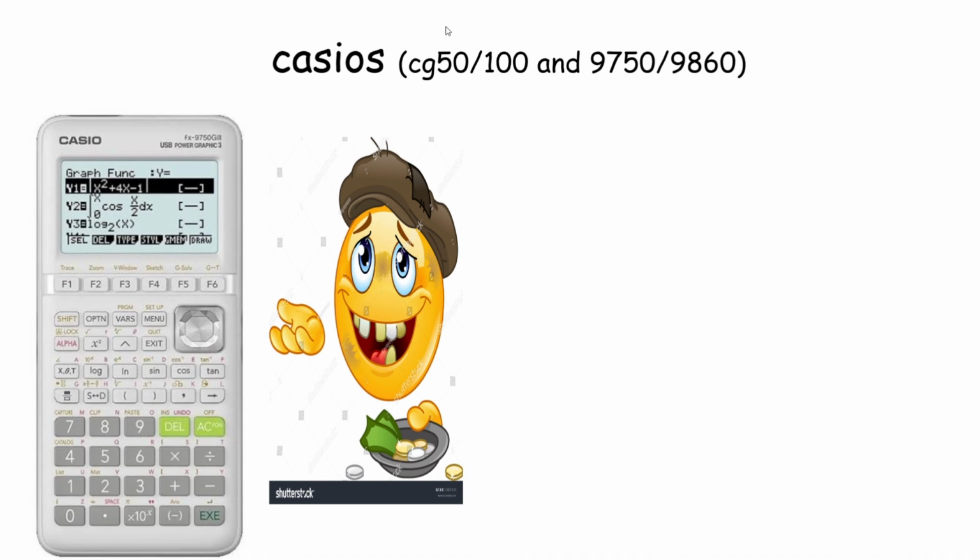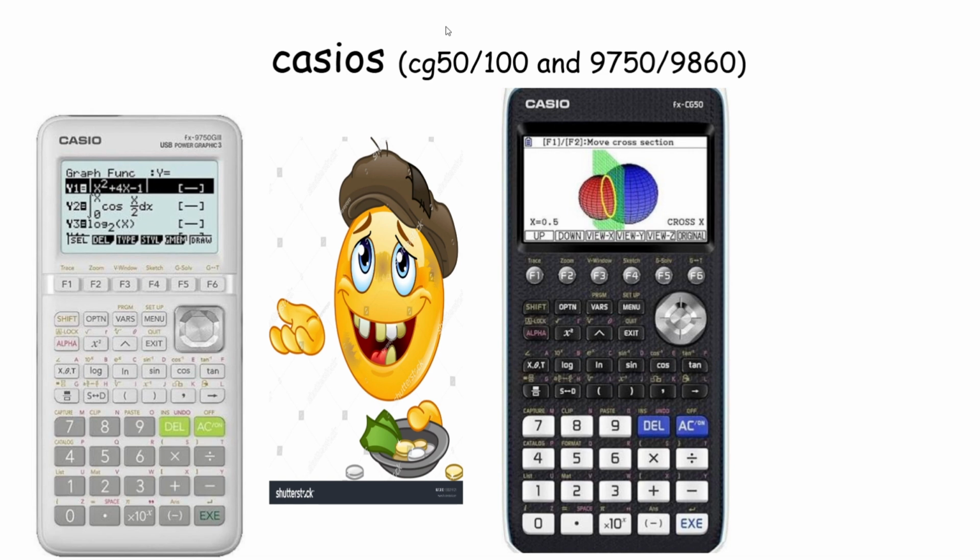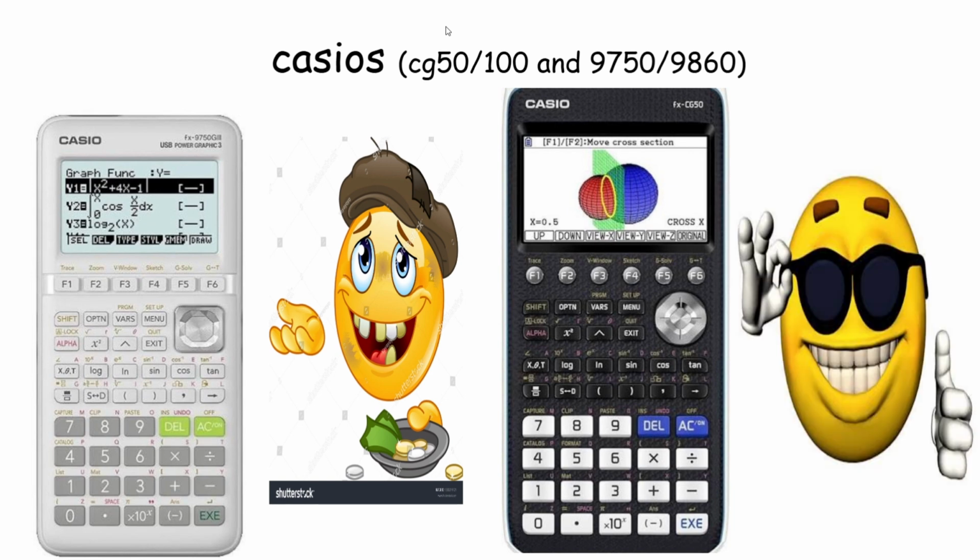But if you can, I do recommend upgrading to the CG50 or 100. It has color, a bigger screen, a better resolution, and a more intuitive UI. All around easier to use. The CG100 performs better than other calcs at this price level, like the TI-84.